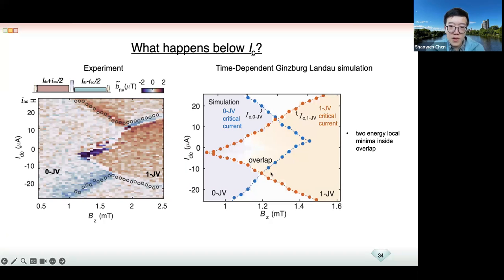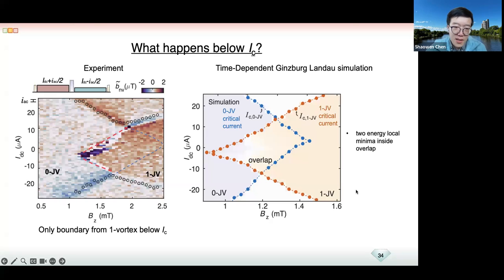So essentially, there will be some overlapping area where either 0 or 1 Josephson vortex states are possible. In this area, there are 2 local energy minima with respect to the wave function of the superconductor, if you will. So the simulation tells us there are supposed to be 2 boundaries, right? But in the experiment, we only observe 1 boundary, which corresponds to the 1 Josephson vortex state.